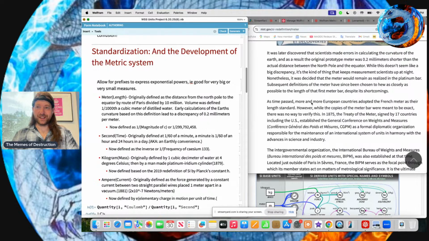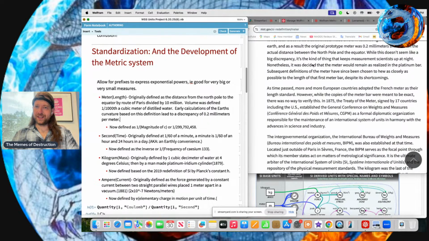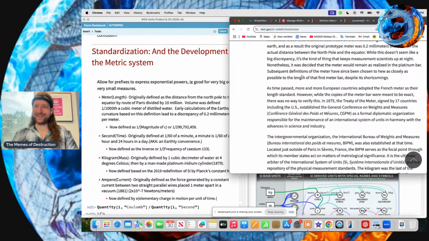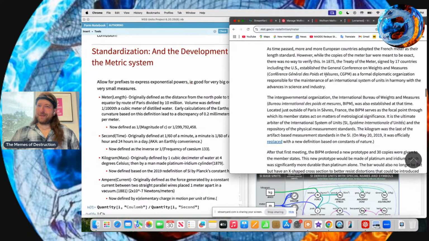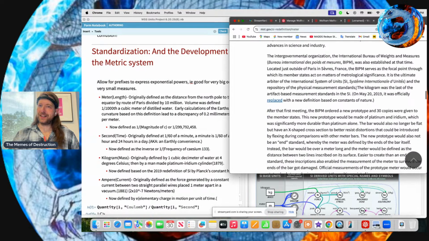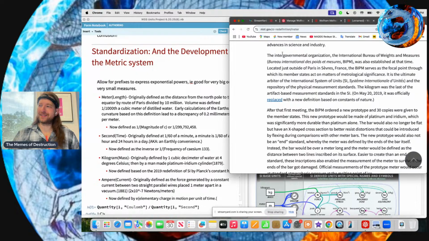Okay. It's the kind of thing that keeps measurement science going. The meter was realized in the platinum bar, and so on. As time passed, more and more countries adopted the French meter as their length standard. However, while these copies of the meter bar were meant to be exact, there was no way to verify this. They continued. People signed on.